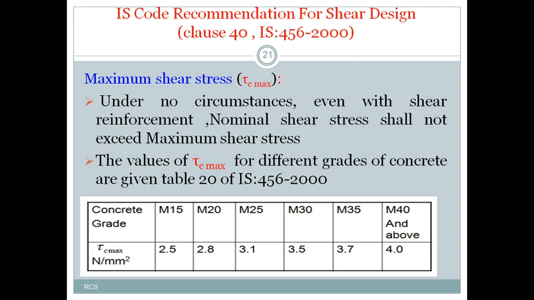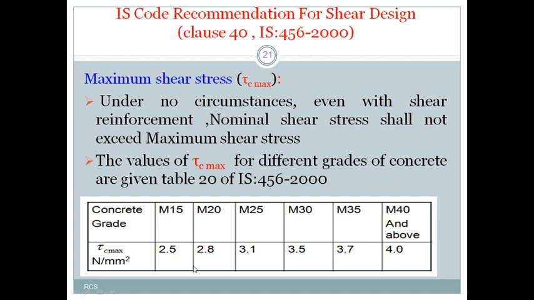In no circumstances, even if you are providing shear reinforcement, the nominal shear stress tau V must be less than tau C max. The tau C max is called maximum shear stress, and this depends upon the grade of concrete. As per IS 456 2000, Table number 20 gives tau C max for different grades of concrete. So this table is very important for your competitive examination.